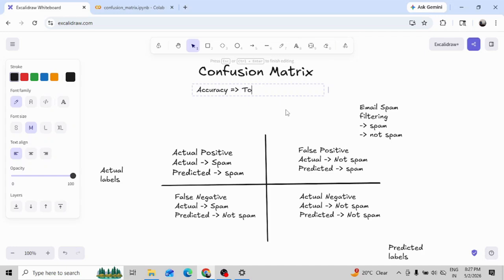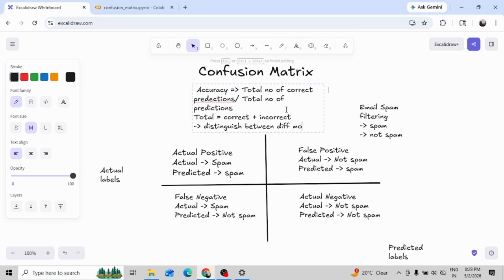Let me write: total number of correct predictions divided by total number of predictions. The total number of predictions includes both the correct and the incorrect predictions of the machine. So this is what is meant by accuracy. And why is accuracy important? It helps to distinguish between different models.